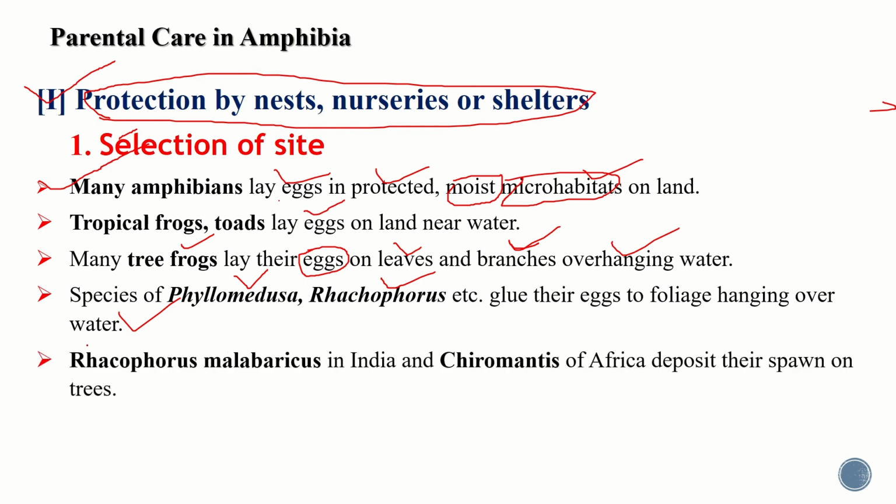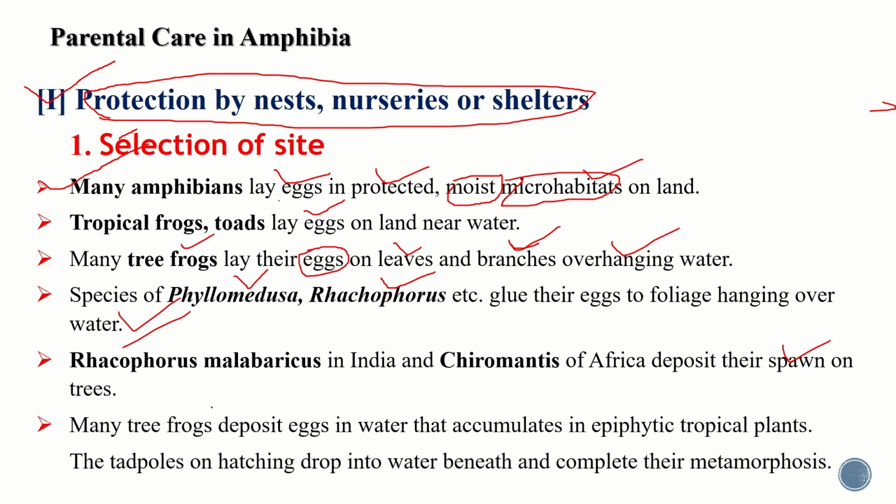In the case of Rhacophorus malabaricus in India and Chiromantis of Africa, they deposit a small spawn on trees. Many tree frogs deposit eggs in water that accumulates in epiphytic tropical plants. The tadpoles, which are the larvae of these amphibians, drop into the water beneath on hatching, complete their metamorphosis and become adults in the water.